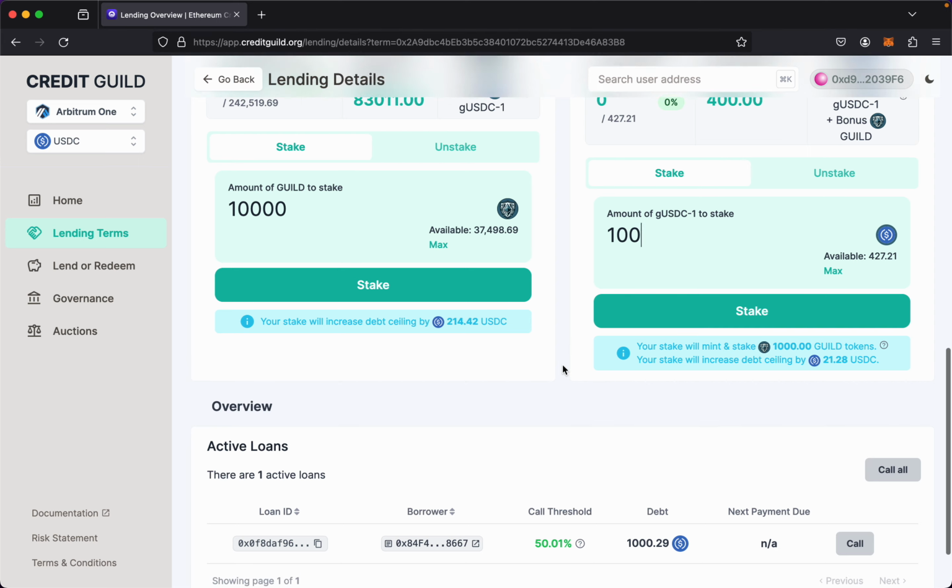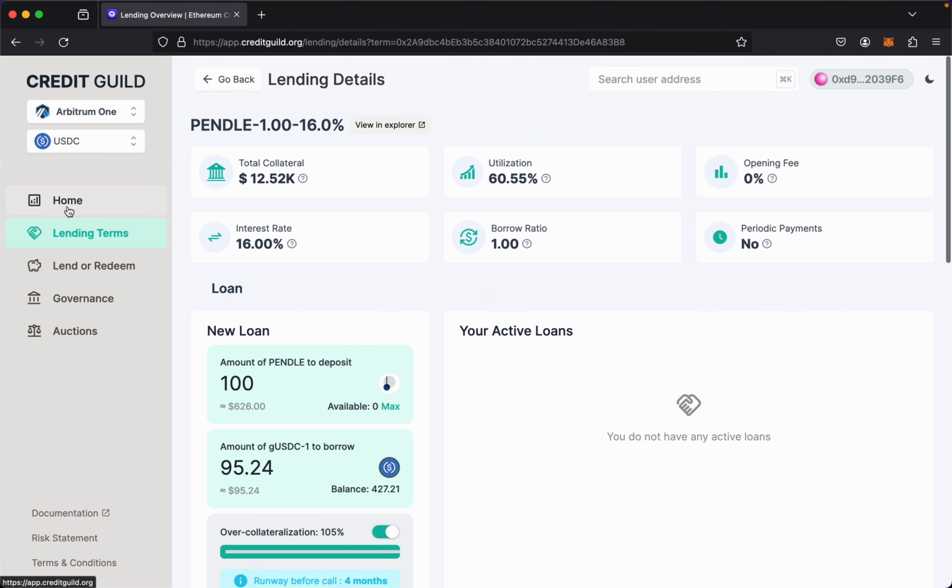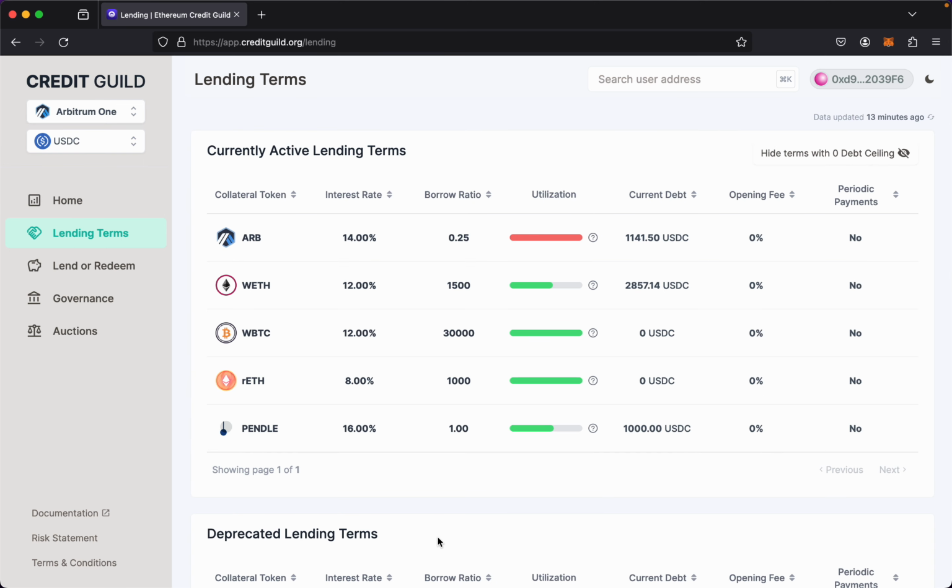And just a quick word about debt ceilings. In the Credit Guild, all of the debt ceilings are relative. So when we look at these lending terms, you can see the current debt in the markets. Let's say the ARB lending term has 10% of all of the GUILD that's staked in this market staked on Arbitrum tokens, that would mean that 10% of the total debt in the market is allowed to be against Arbitrum. So as the total borrows grow overall, you can borrow more against other tokens too.